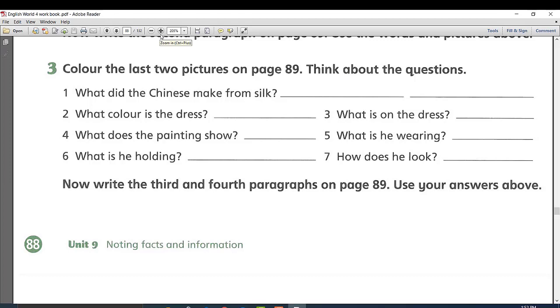Number four, what does the painting show? Question number five, what is he wearing? Question number six, what is he holding? The last question, how does he look? Try to put the answers in the form of a paragraph on page 89. Now, write the third and fourth paragraphs on page 89. Use your answers above.